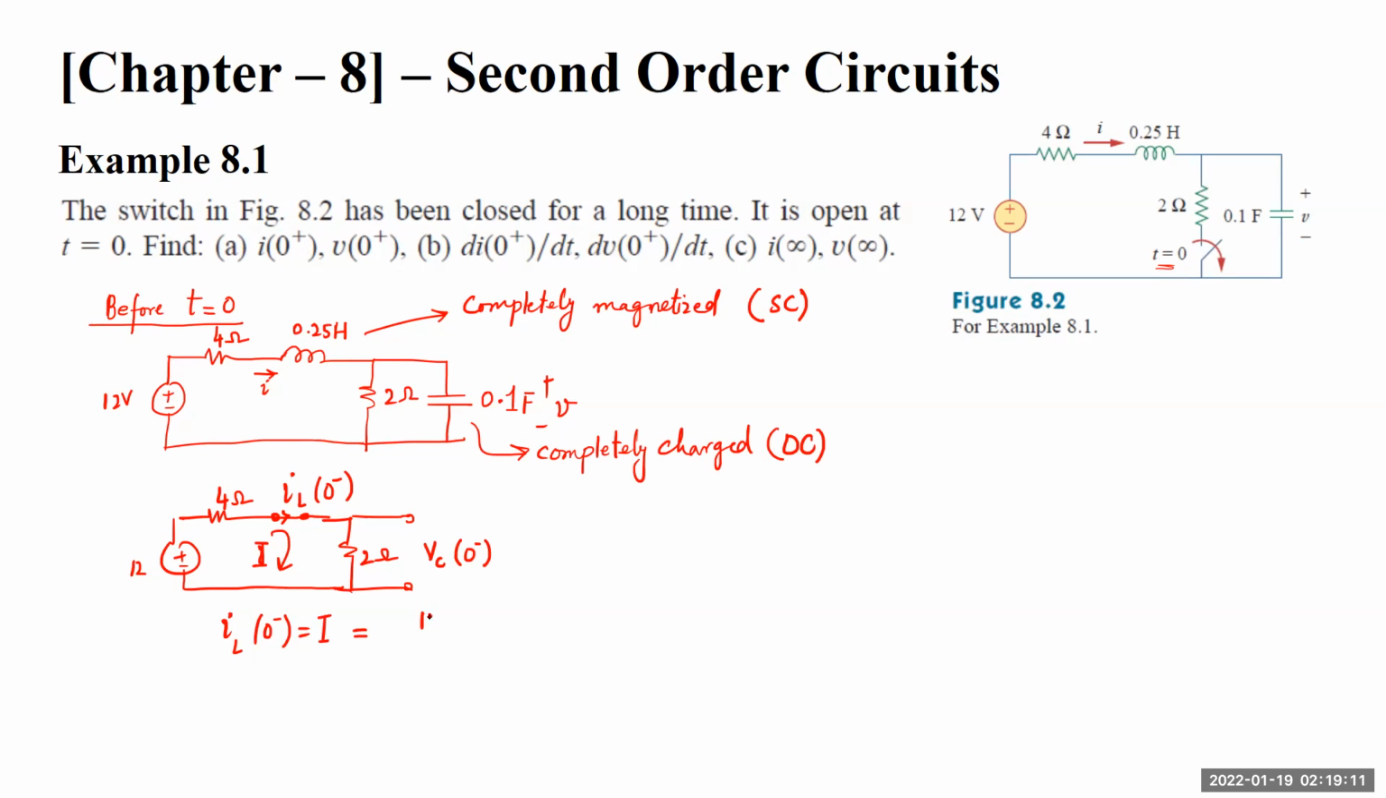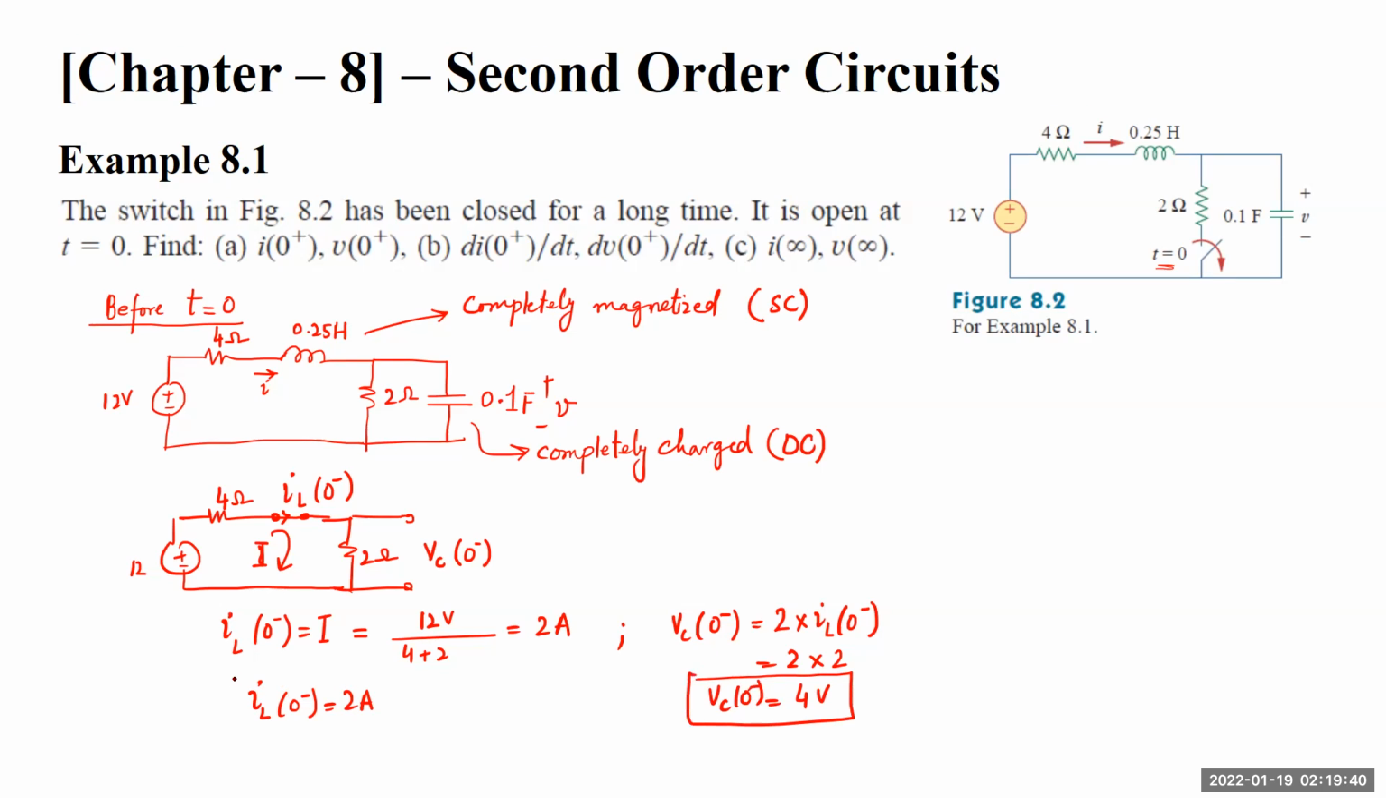So I is equal to 12 volts divided by 4 plus 2, 6, it becomes 2 amperes. So it means that IL(0-) is 2 amperes. Similarly, we can calculate VC(0-) is equal to 2 times IL(0-), means 2 multiplied by 2, it is 4 volts. So VC(0-) is 4 volts.